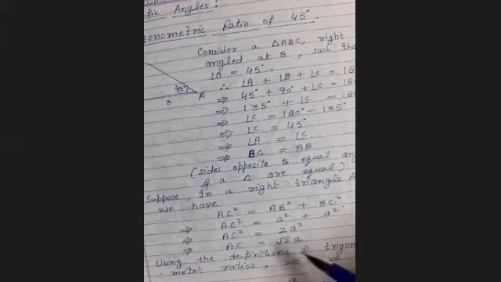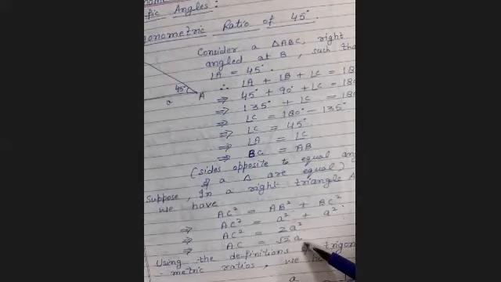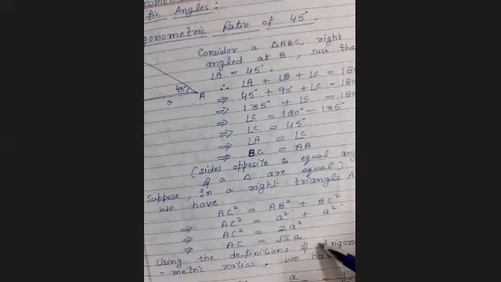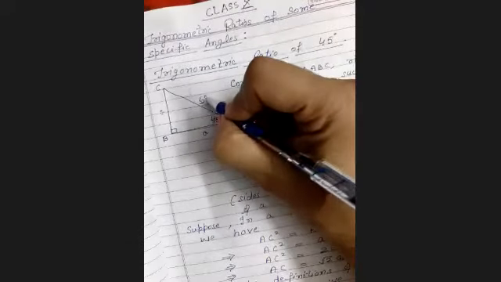Let us take the square root on both sides. It becomes AC equals root 2 a. Now we have all three sides of this triangle. It is root 2 a.